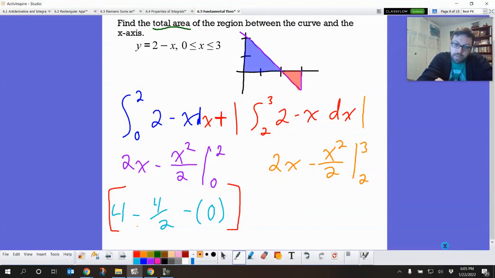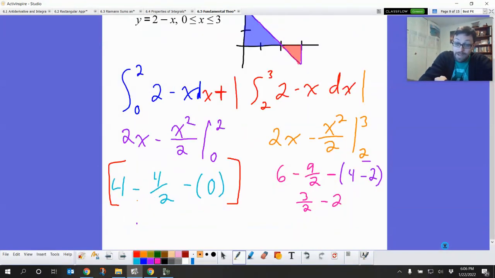Then we do the other part. So that is going to be 2 times 3, which is 6, minus 9 halves, minus, now the 2 is going to get us stuff. So that is 2 times 2, which is 4, minus 2 squared divided by 2, just 2. So that is 6 minus 9 halves, so that's 12 halves minus 9, so that's 3 halves minus 2, so that's negative 1 half.